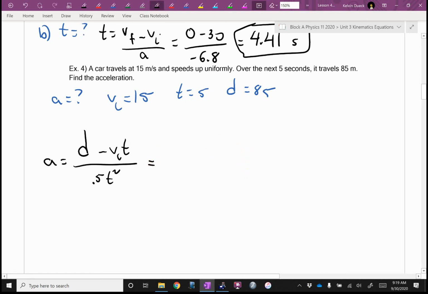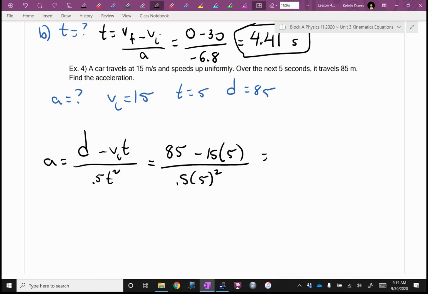Keep going, Annika. What was D? Which one of those? 85? Yep. And then minus, what's VI? What's T? All over 0.5 t squared. I think I can do this in my head. 15 times 5 is 50 plus 75, 85. It's going to be 10. It's going to be 20, 20 over 25. 0.8? Yeah.